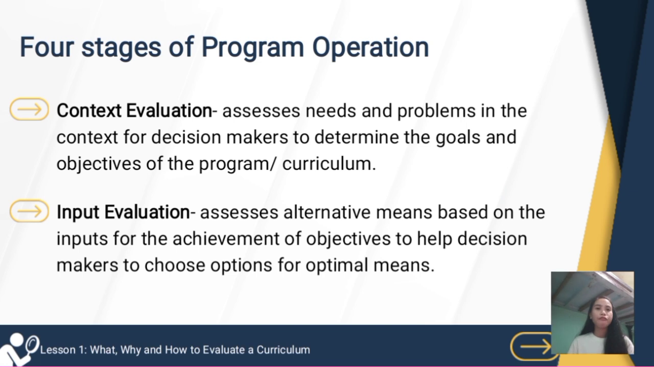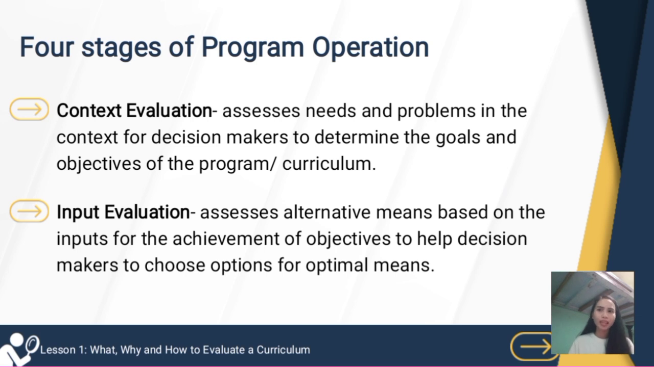In context evaluation, you determine the goal and the objectives of a curriculum. Why is there this? So you need to evaluate the context to assess the needs and the problems of the curriculum. The next here is the input evaluation. It assesses alternative means based on the inputs for the achievement of objectives to help decision makers choose options for optimal means.